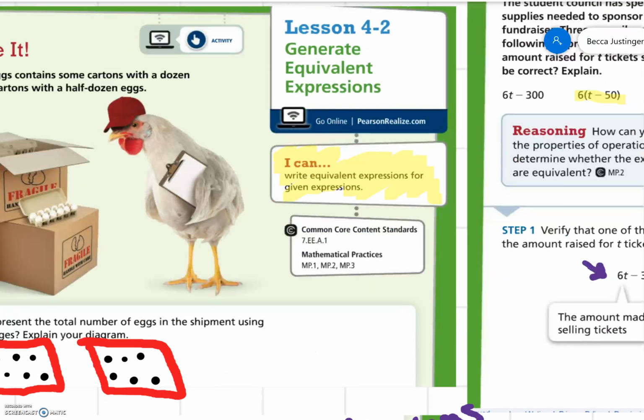I can write equivalent expressions for given expressions.